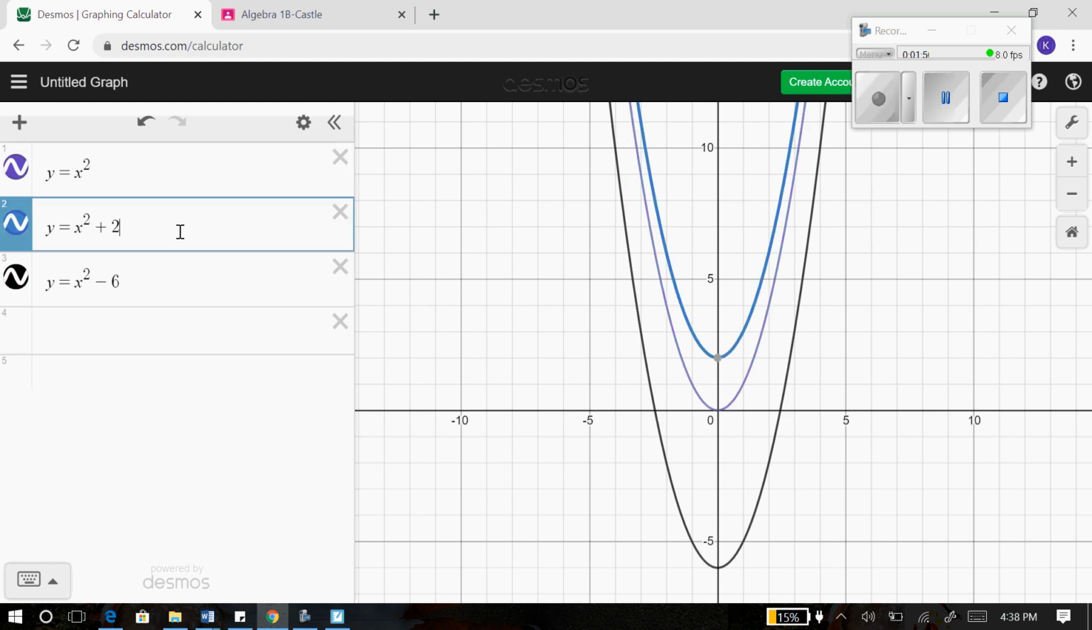So when I put in the blue graph, y equals x squared plus 2, what happened? Well, if you notice, the vertex went up 2. When I put in the graph y equals x squared minus 6, compared to the purple graph, that graph went down 6 units. Okay? So when we added it, the vertex went up. When we subtracted it, the vertex went down.